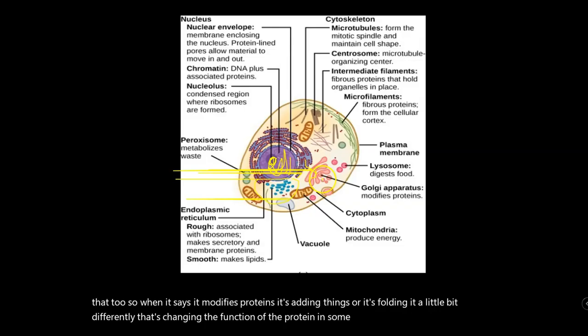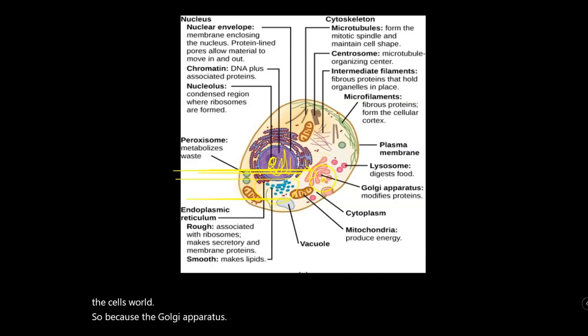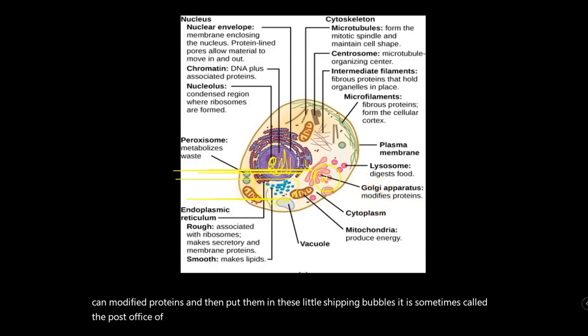Then it packs the proteins in these little bubbles that are called vesicles, and those bubbles are the shipping containers of the cell's world. So because the Golgi apparatus can modify proteins and then put them in these little shipping bubbles, it is sometimes called the post office of the cell because it is what packs them in the shipping bubbles and then ships them wherever it's supposed to go.